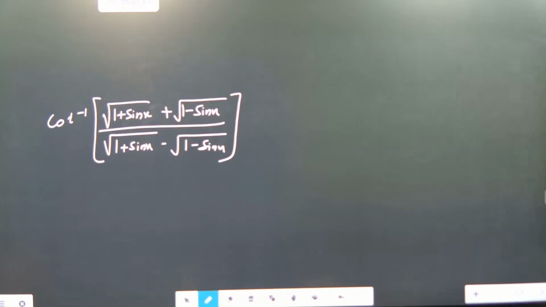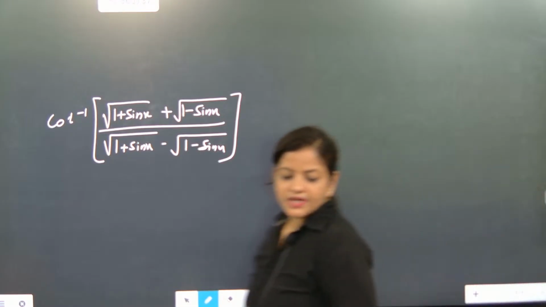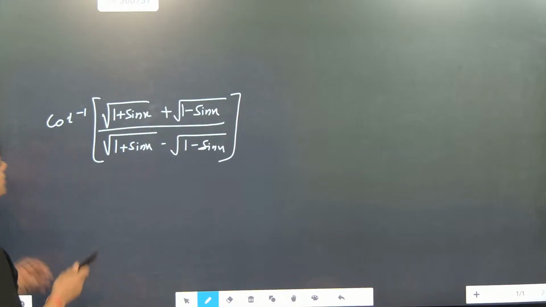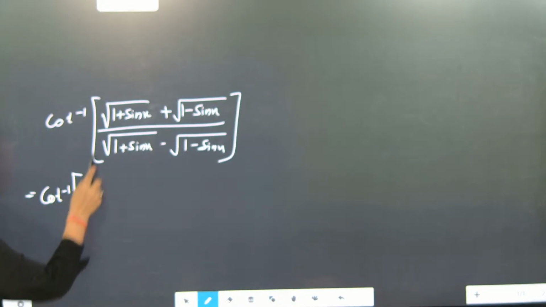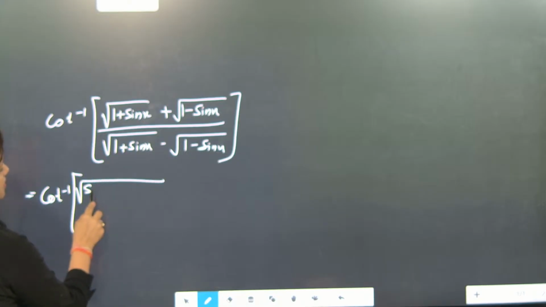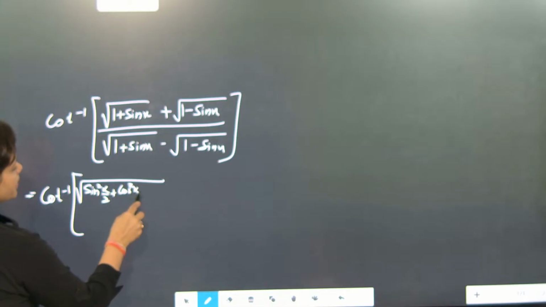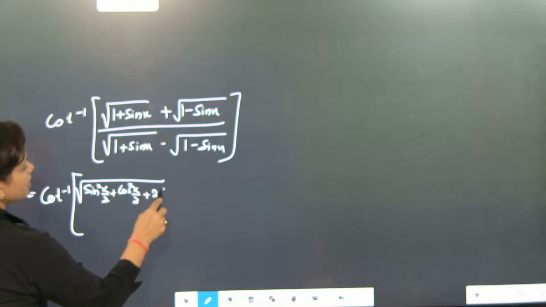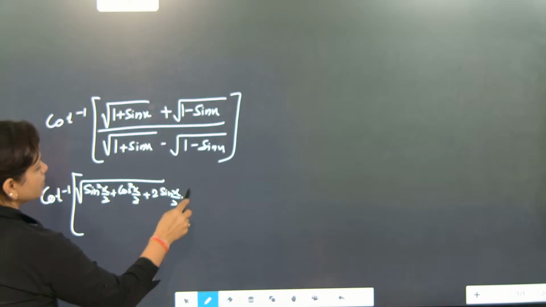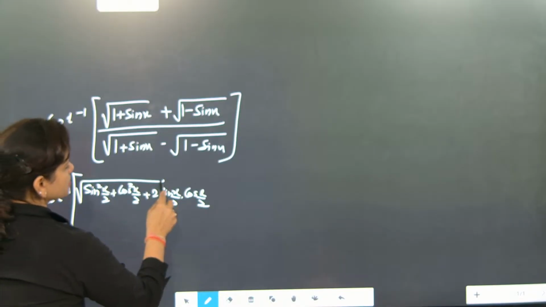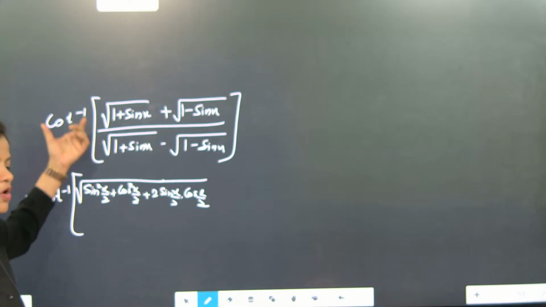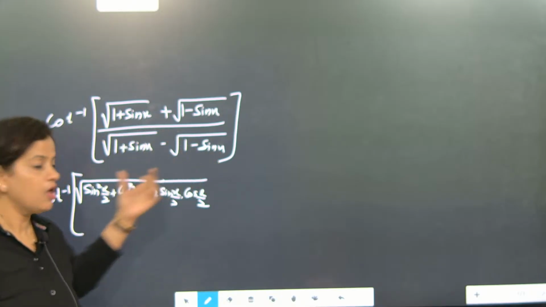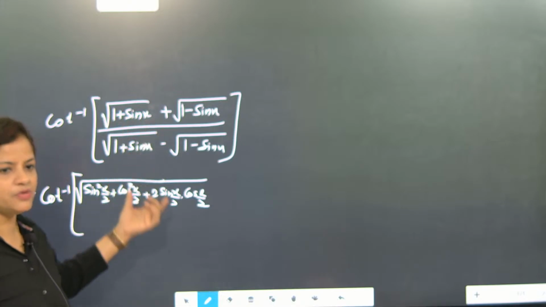Not done? See, look here. Very simple technique is needed to solve this question. Listen. In cot inverse, only one work you do. One can be written as sin square x by 2 plus cos square x by 2, and instead of sin x, you can write 2 sin x by 2 into cos x by 2. Understood or not? This technique is used. Where tan will be there, you apply 1 plus sin, 1 plus cos. Where cot will be there, and the sin part is there, you do it like this.